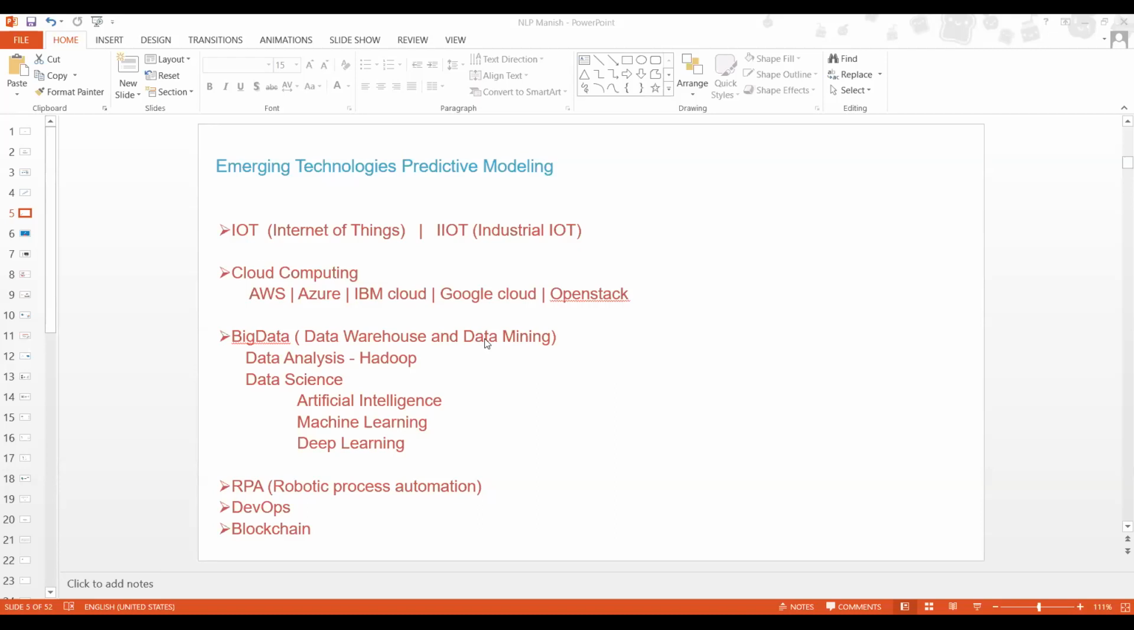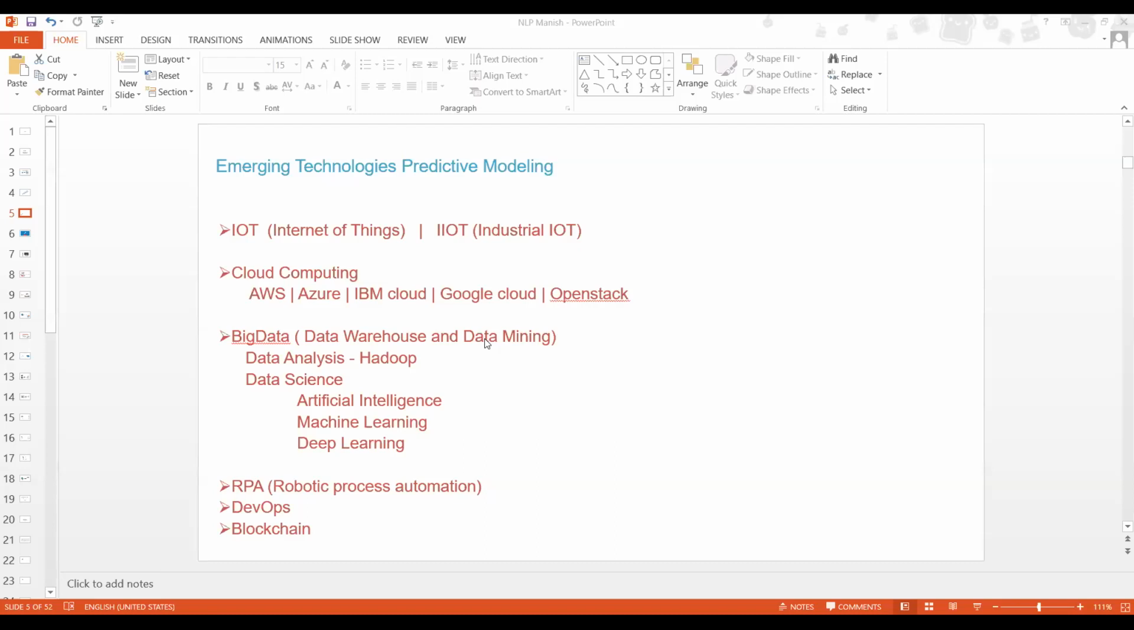Next one, we have big data. The meaning is that whatever database we get from IoT and keep over the cloud, what can we actually do? Now we do some analysis, use some techniques, and do some implementation for the predictive modeling. Guys, now I'm going toward the topic called NLP.